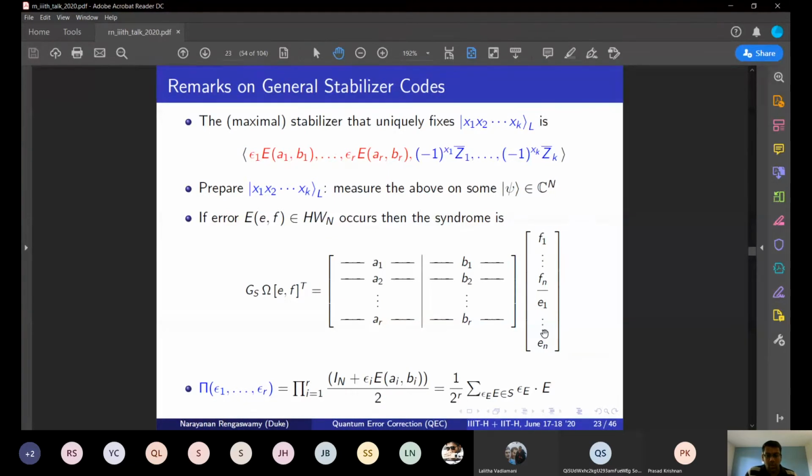And finally, this is the code projector, and summing this code projector over all possible epsilon i's gives you identity. That's the resolution of the identity. So is this general stabilizer formalism roughly clear?